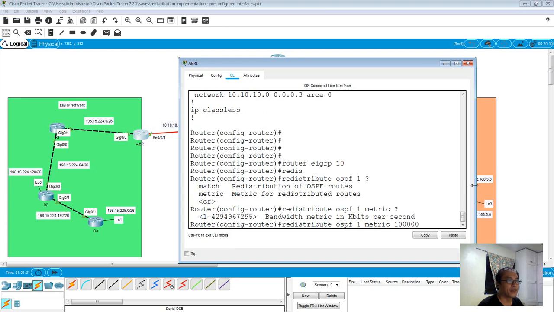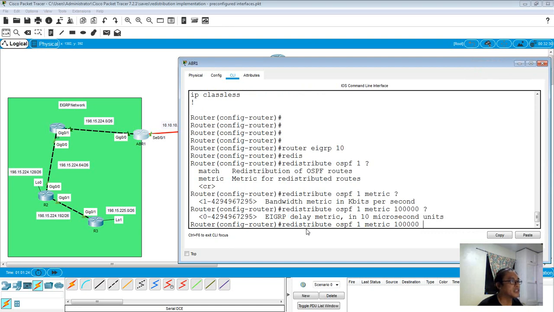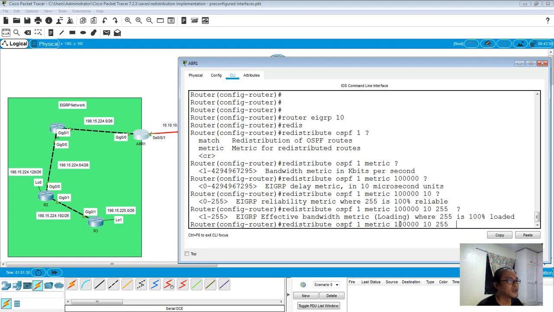Okay, then afterwards, if you have placed the bandwidth already, what's next? The EIGRP delay metric, which is in 10 microsecond units, so I need to put 10. Question mark. How reliable is this line? Very reliable, therefore it's 255. Okay, question mark. How much load? If 255 is 100% loaded, so I'm going to put 1, since it is not heavily loaded, right?